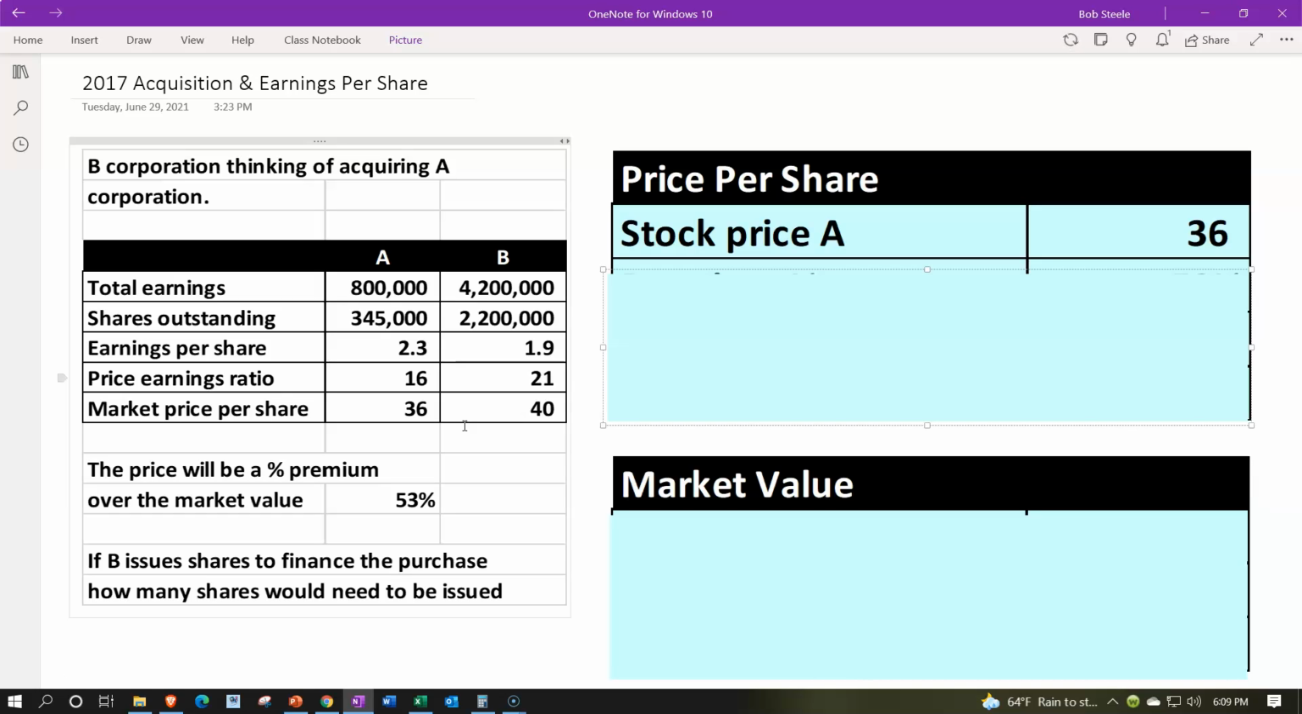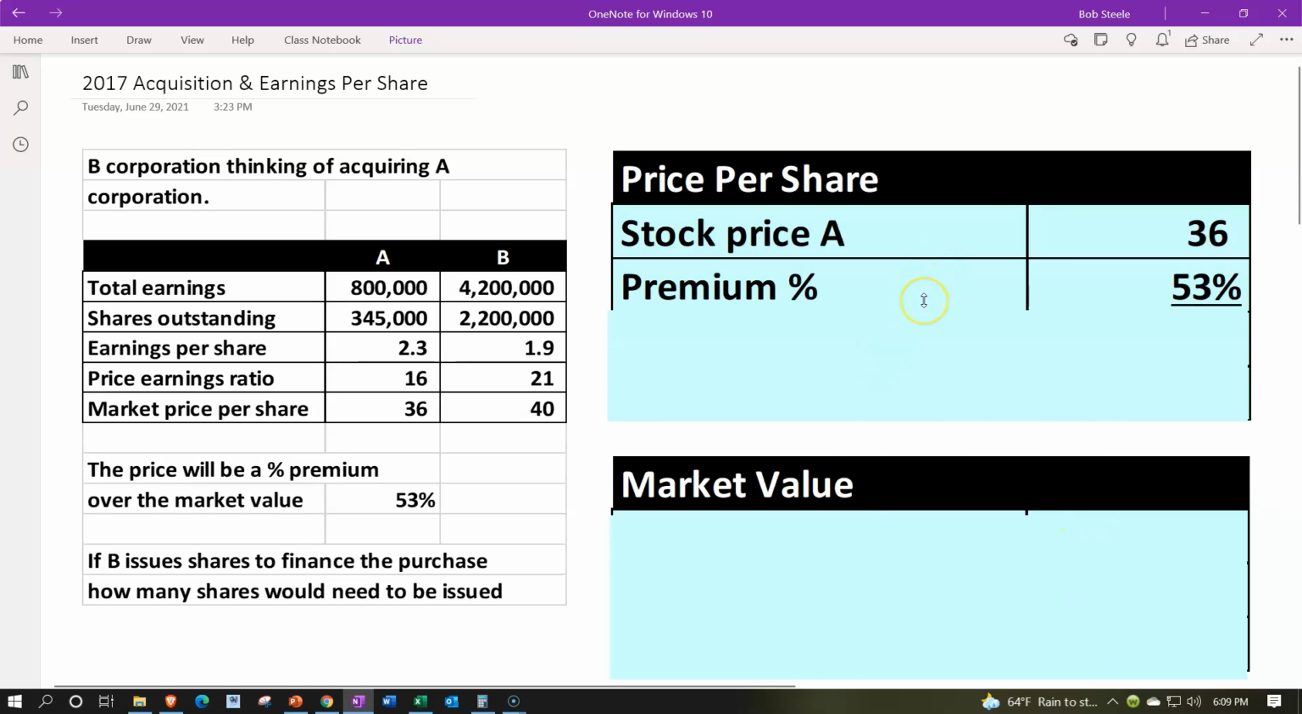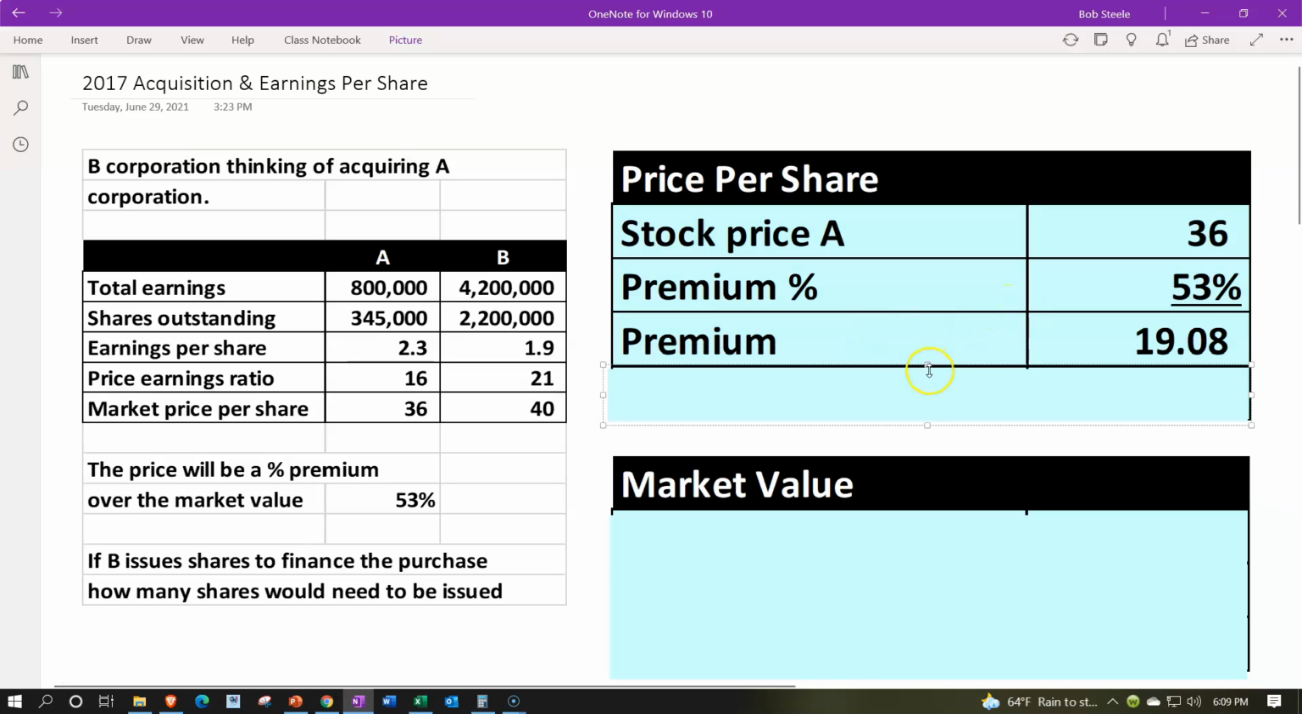And you would think the purchase could happen for something above that, given the benefits that could be involved if the two companies were to merge or the acquisition was to take place. So they're going to be purchasing at a premium of 53% over the stock price. So the 36 times the 53% would give a 19.08 premium, and the price per share would be 55.08.